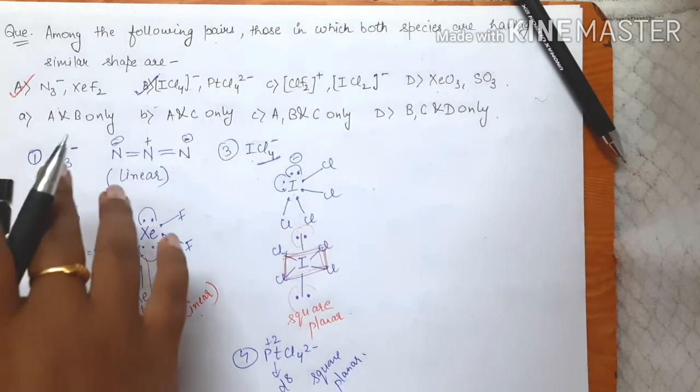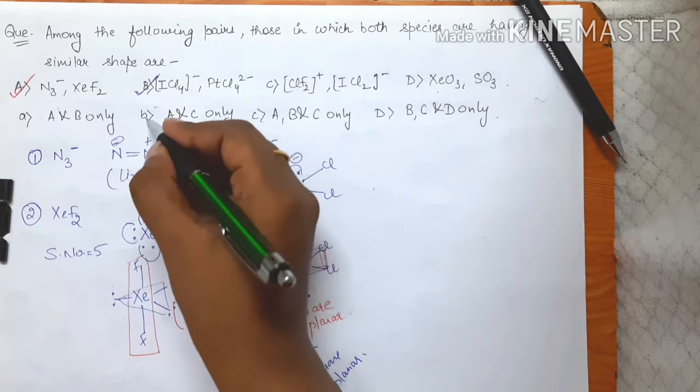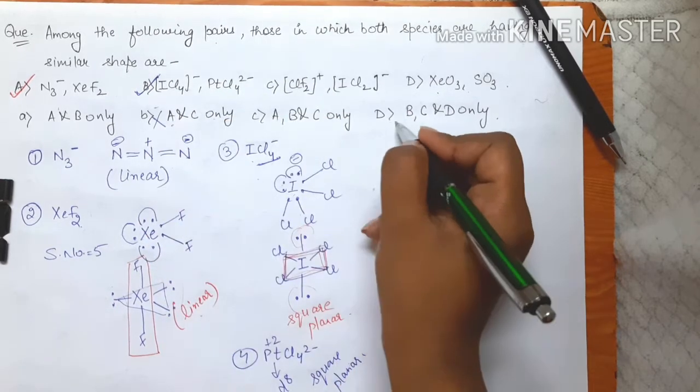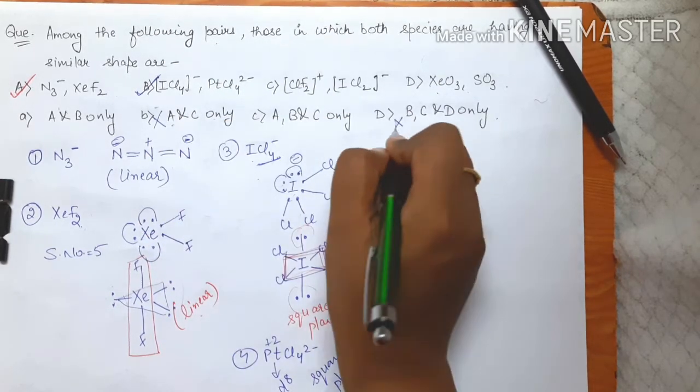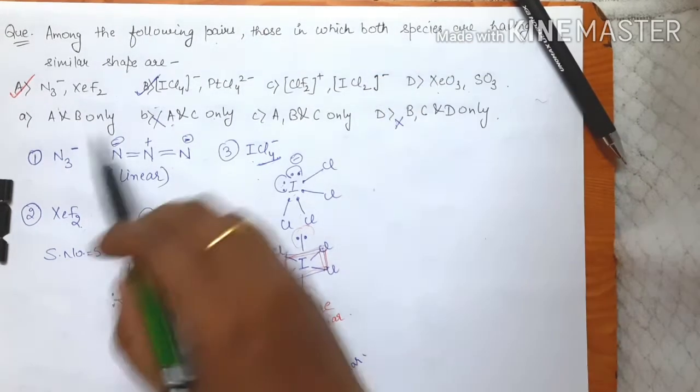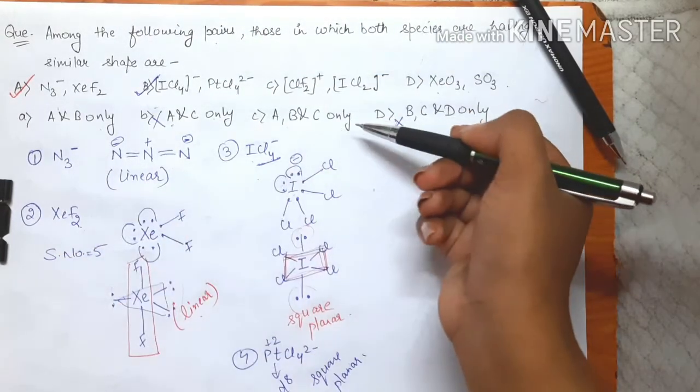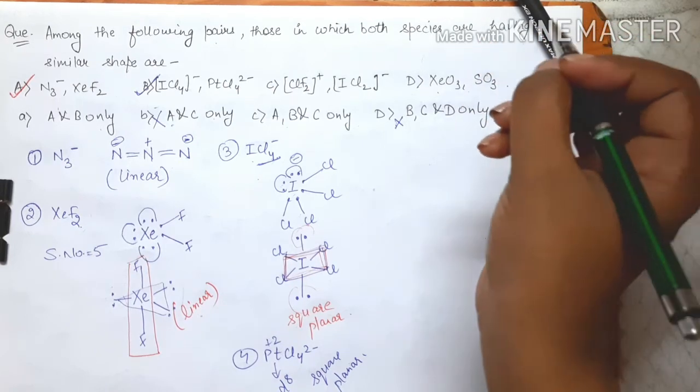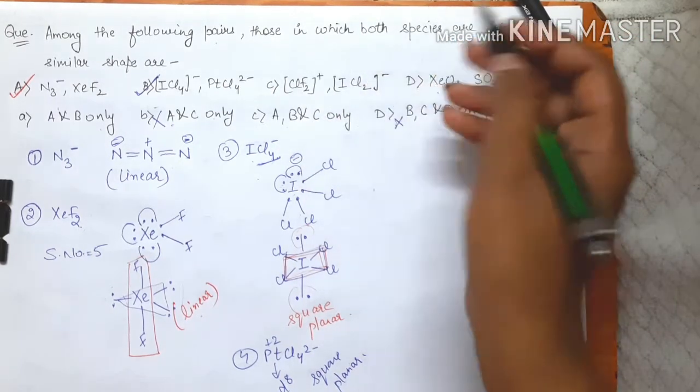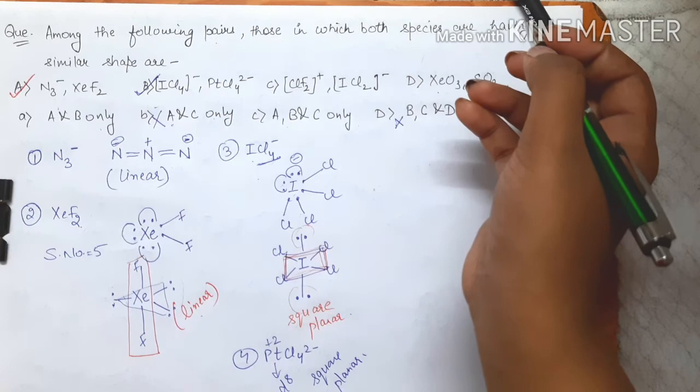But now we have to find out, see, A and C is cancelled out, B, C and D is also cancelled out. Now we are left with A and B only, and A, B and C only. So we have to just solve the third option only, and then we'll get the proper correct answer.